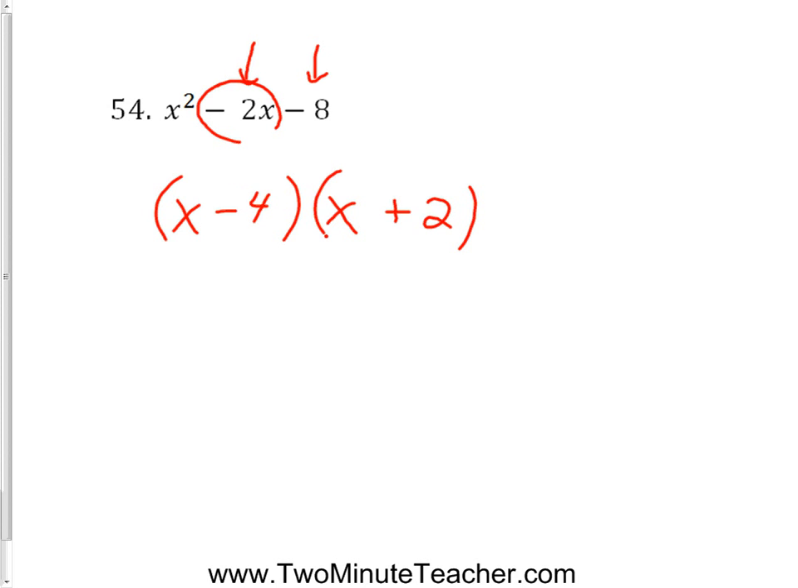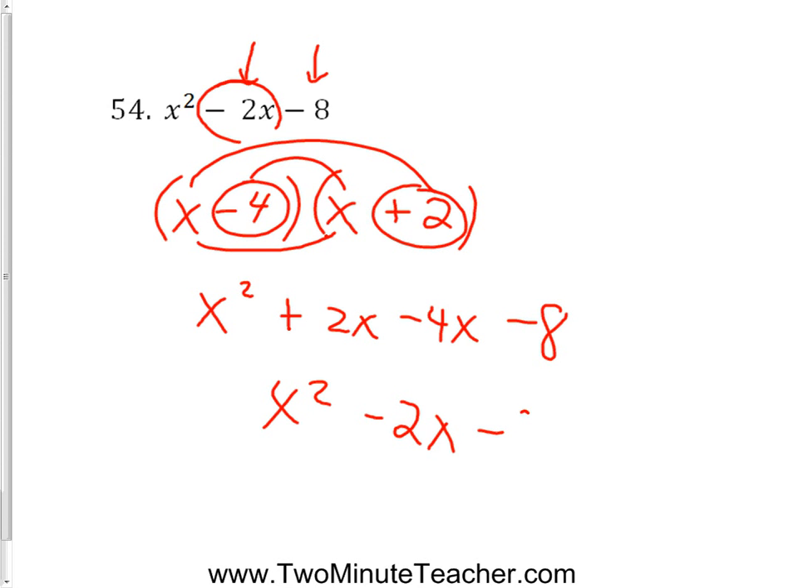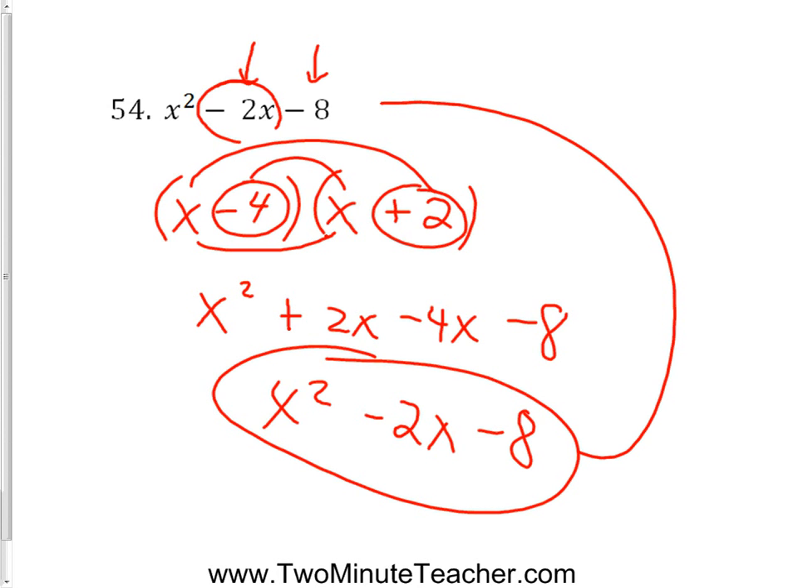So if this is x minus 4 and x plus 2, I'm going to say x times x is x squared. And then I do my outside ones, plus 2x, my inside ones, minus 4x. And my last ones, that and that, is negative 8. So x squared minus 2x minus 8 is my final answer. Is that the same thing as what I had here? Yes, it is, so it worked.